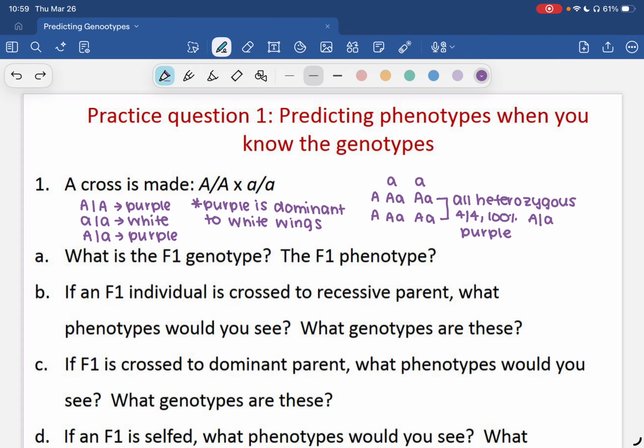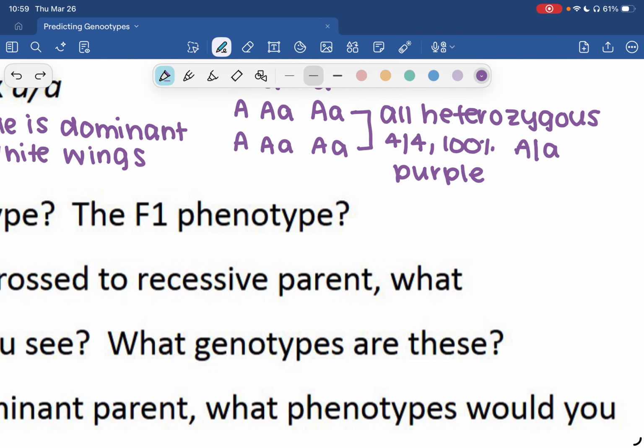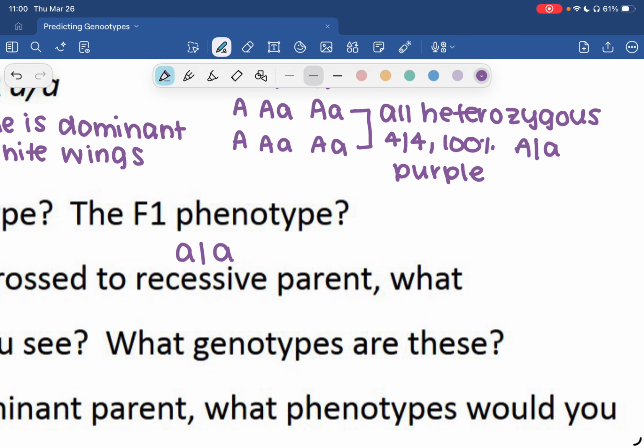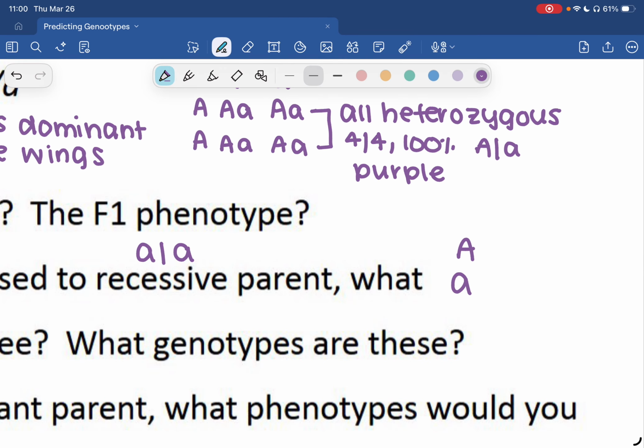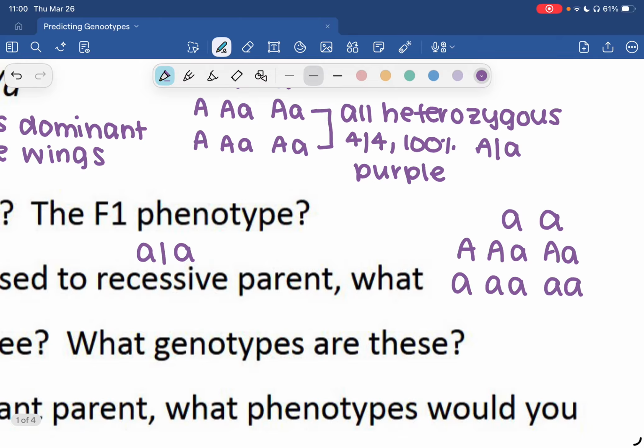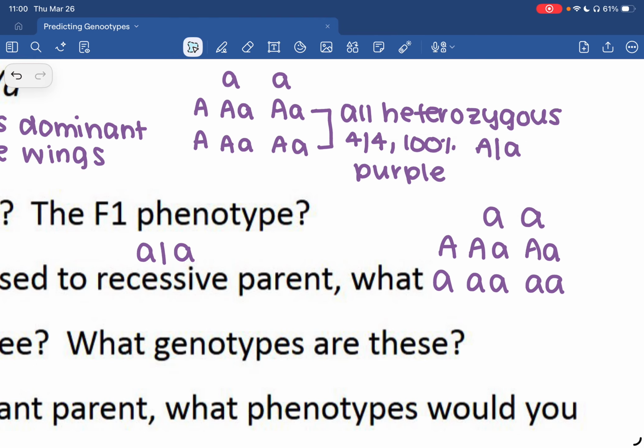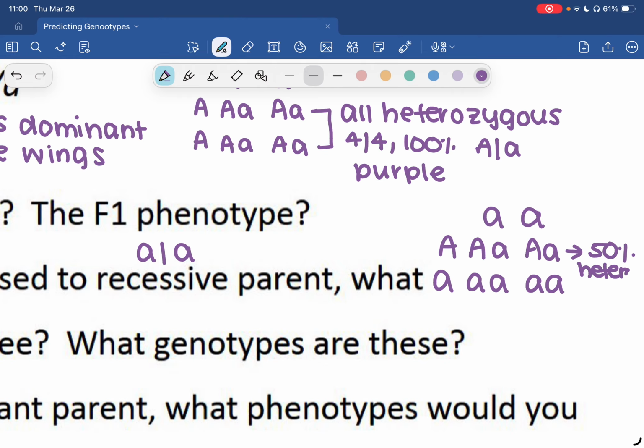The second one, if an F1 individual is crossed to a recessive parent, what phenotypes and genotypes would you see? So we're going to take this F1 individual here, the heterozygous individual, and we're crossing it to a recessive parent. So that would be little a, little a. So big A, little a times little a, little a. And as you can see, we have a different split. So instead of everything being the same, we have half of the individuals being heterozygous and half of the individuals being homozygous recessive.